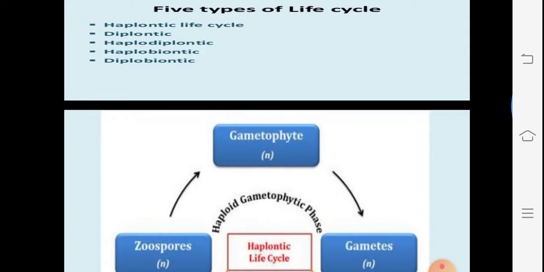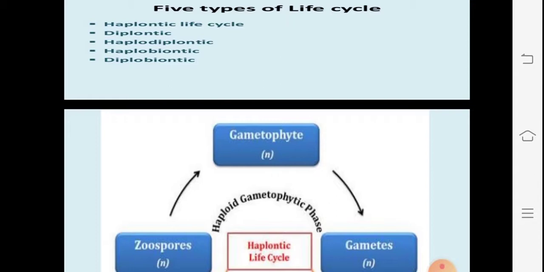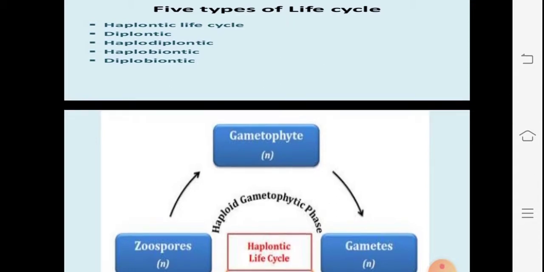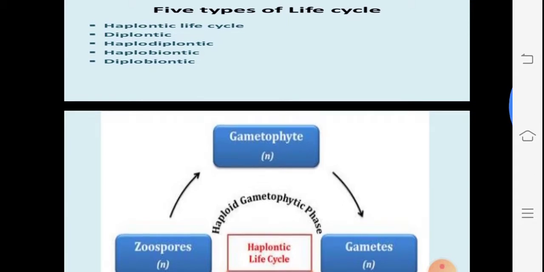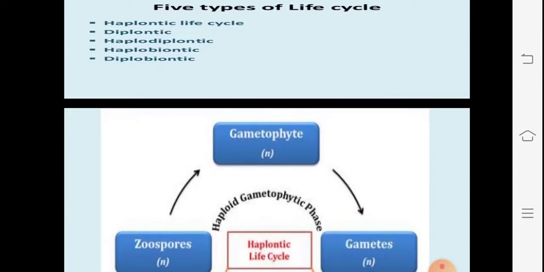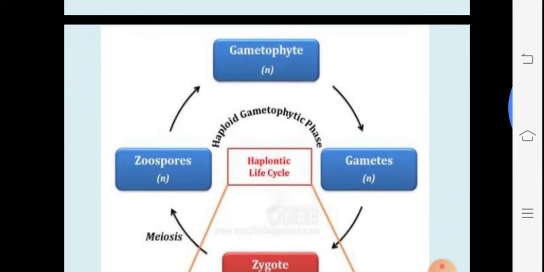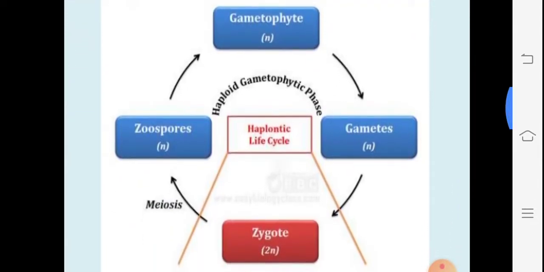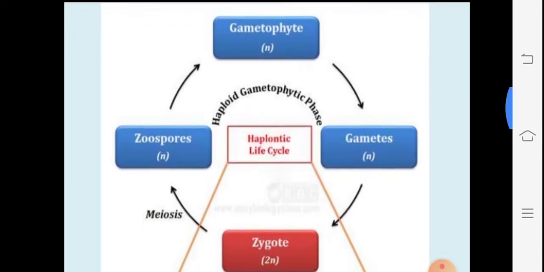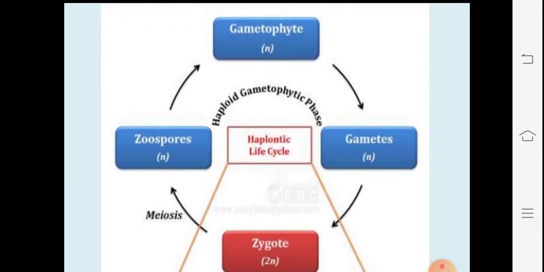I think haplo and diplo, these words are familiar to us, generally related to the haploid chromosome number and the diploid chromosome number. So n and 2n we are generally using. In the first life cycle pattern, the gametophyte is haploid and it produces gametes, which are also haploid. Male and female gametes are there, and later on it forms the zygote.